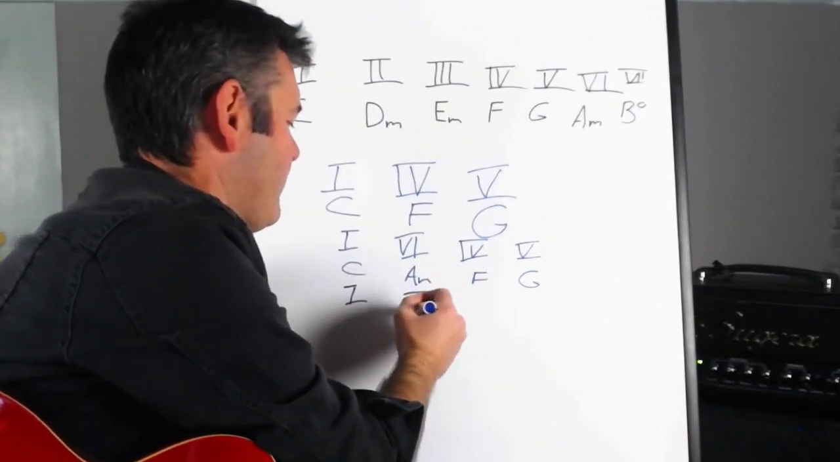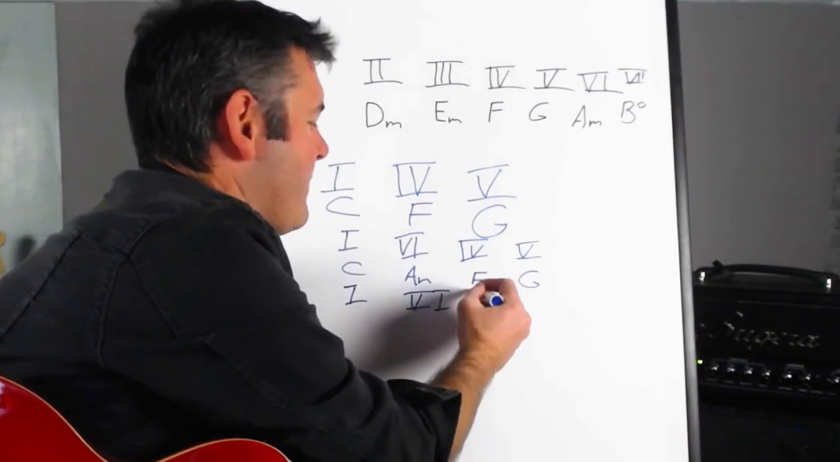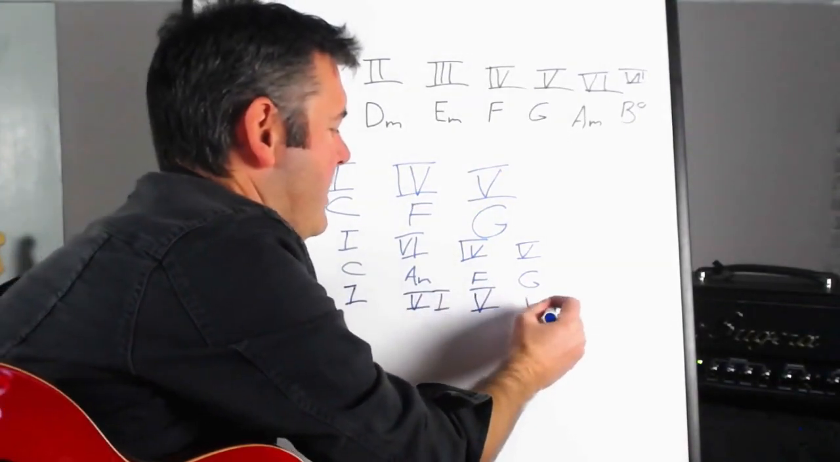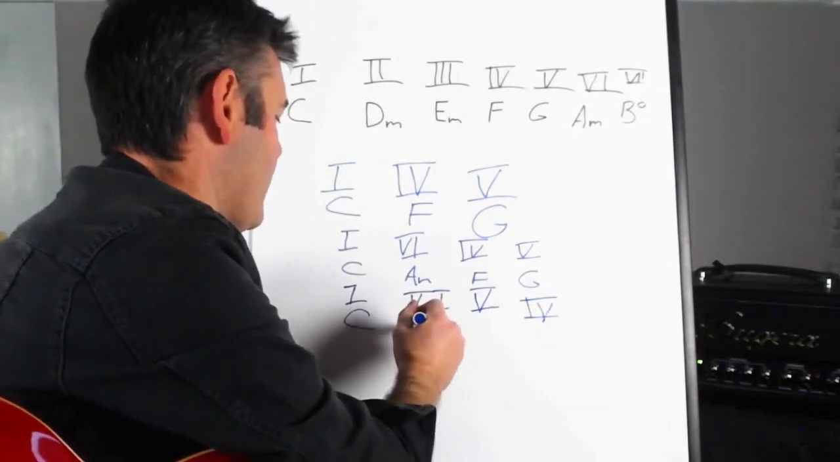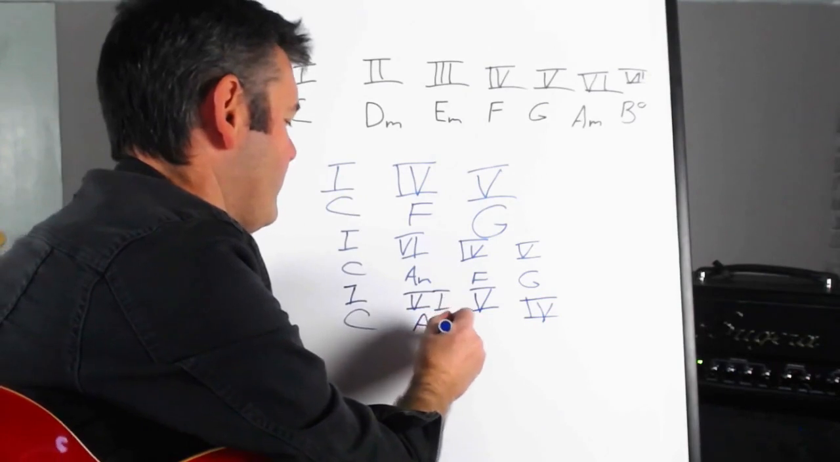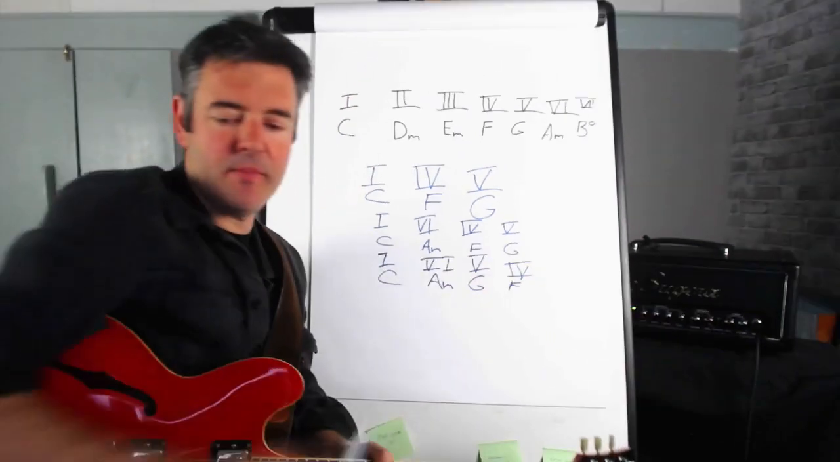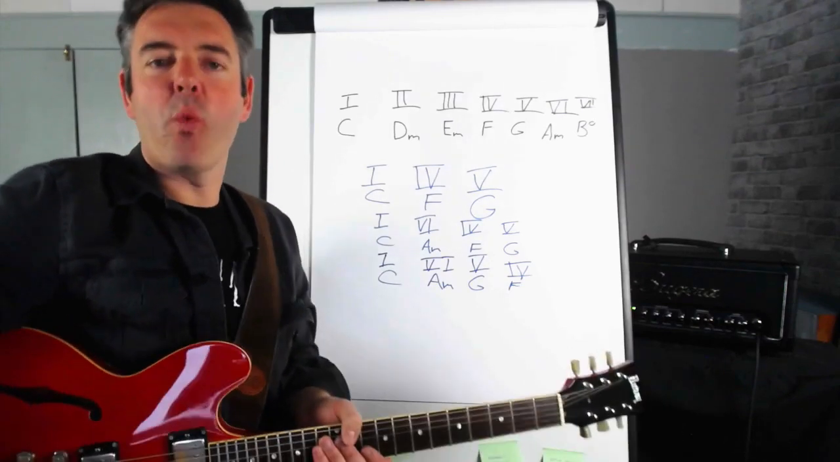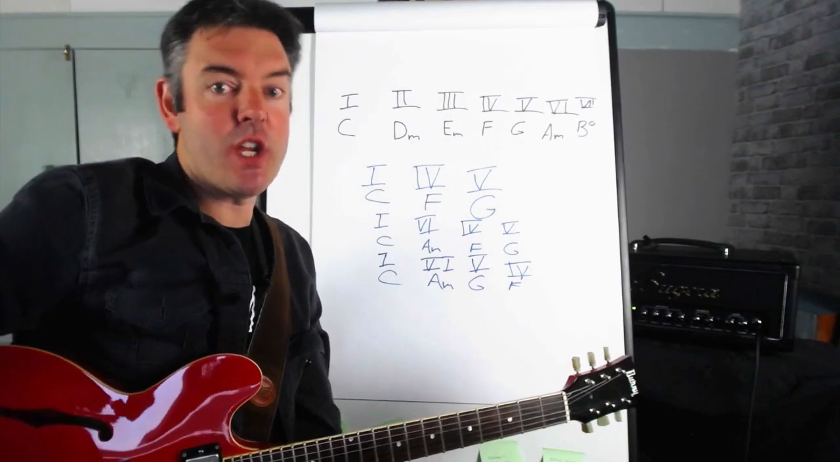6. Instead of going 4 and 5 at the end, we're going to go 5 and 4. So this is going to be C, A minor, G, and F. Let's check out what that one's like. So 1, 6, 5, 4 in the key of C, C, A minor, G, and F.